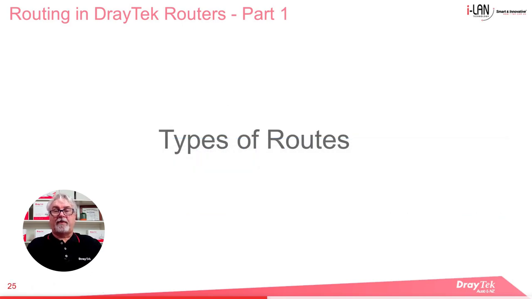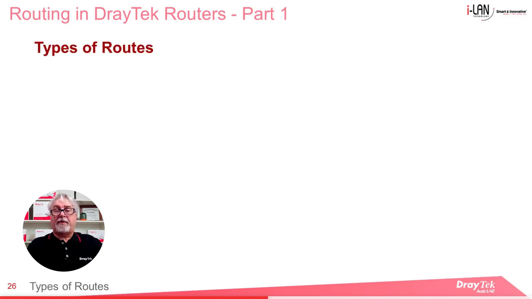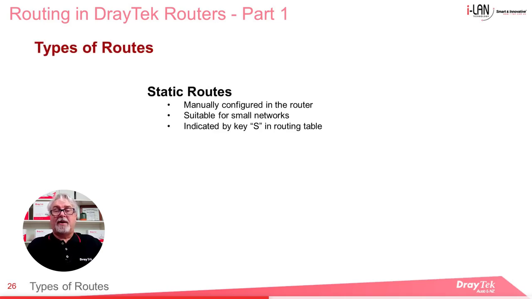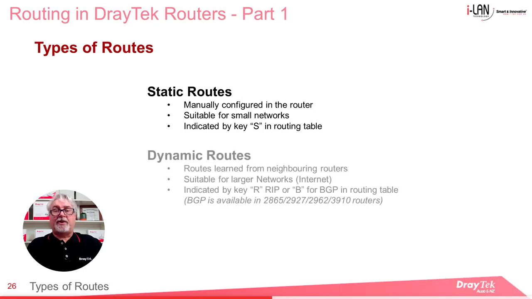We'll now look at the types of routes. There are two types of routes. The first is static routes. These are manually configured in the router and are suitable for small networks. These are usually indicated by an S in the routing table. The other type is dynamic routes. These are routes learned from neighbouring routers and are suitable for larger networks such as the internet. They're indicated by the key R for RIP or B for BGP in the routing table.